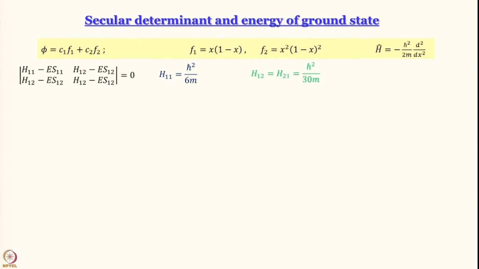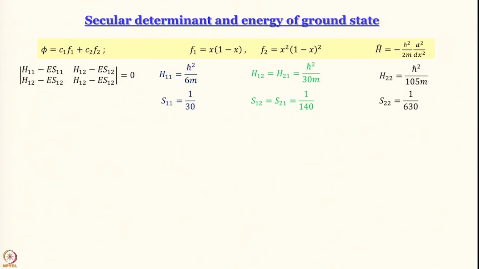So, it is up to you to prove that H21 equal to H12 is equal to h cross square by 30m, H22 is h cross square by 105m, S11 equal to 1 by 30, S12 equal to S21. Remember Sij equal to Sji, because it is just the integral of a direct product, and H12 equal to H21 by using the turnover rule. Remember H is a Hermitian operator. Okay, this is S22. What do I do next?